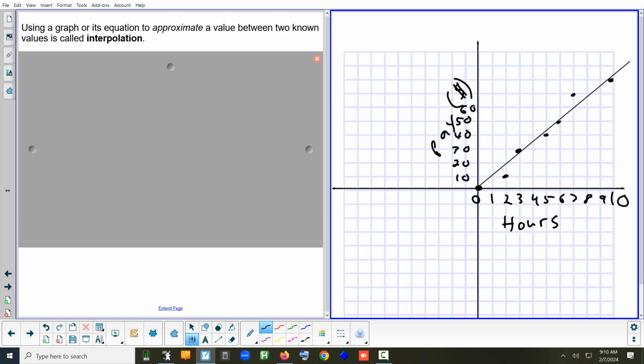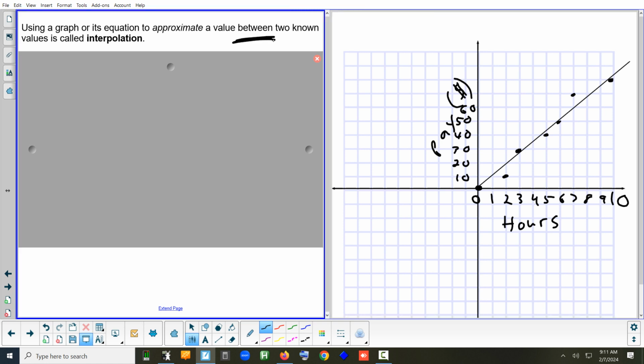Do we have a dot on that graph for the person working exactly 4 hours? No. There is no dot for the person working 4 hours. Do we have a dot for the person working 3 hours? Yes, so if they worked 3 hours, it looks like they made about $30. Do we have a dot for 5 hours? Yes. What did they make for 5 hours? About $40.